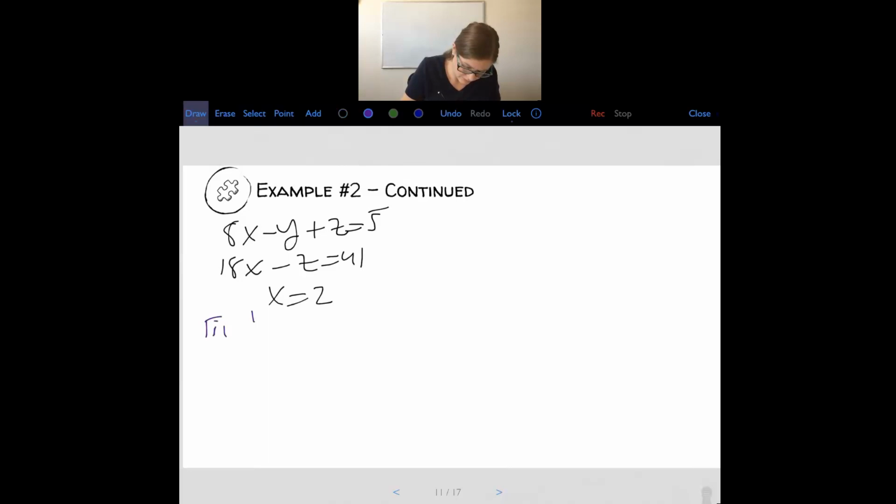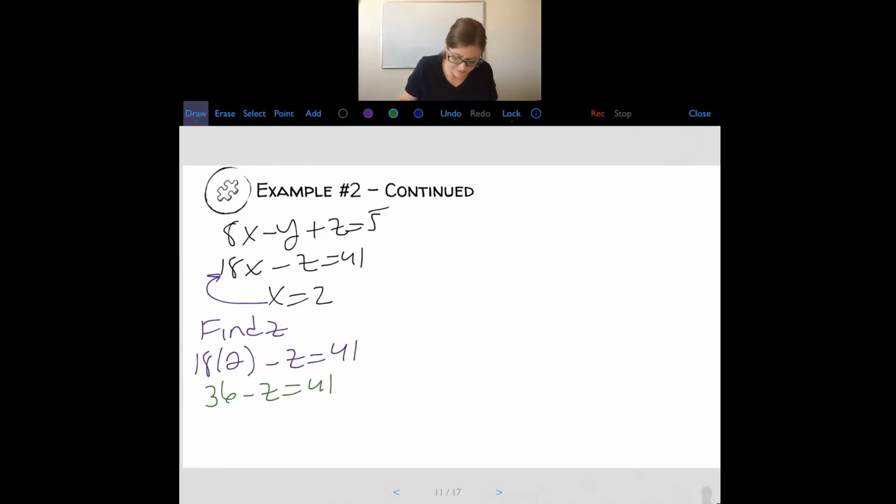Let me erase that and start that over. Find z. So we're going to substitute x into the second equation. So this is 18 times 2 minus z is equal to 41. And then we solve from here. 36 minus z is equal to 41. We subtract 36 from both sides.